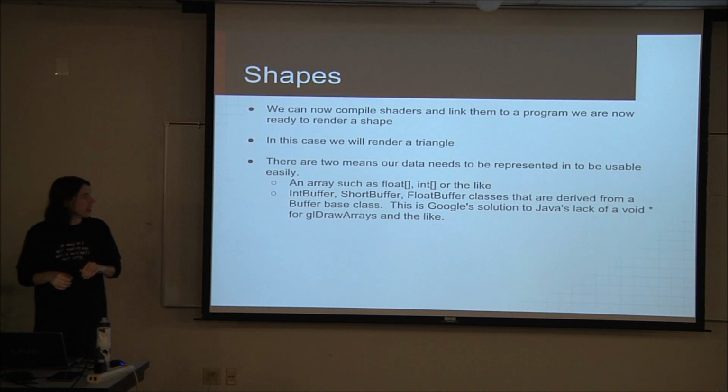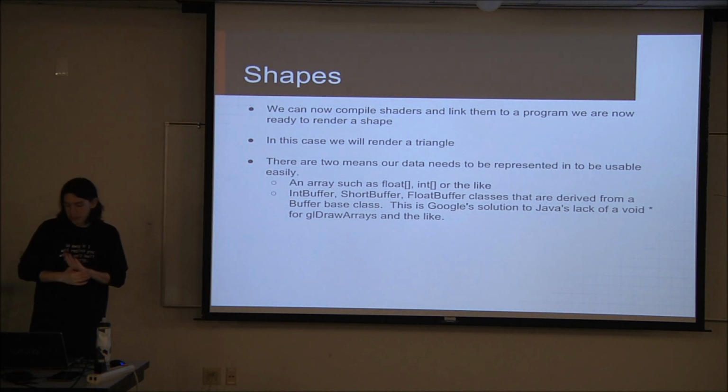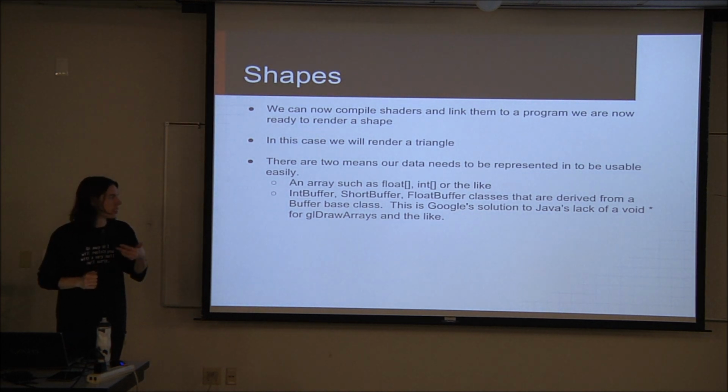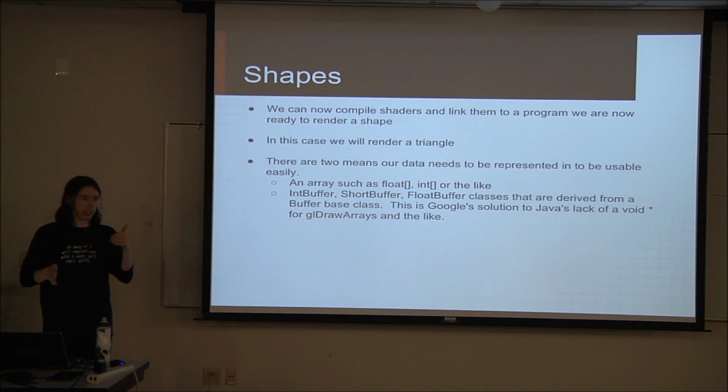So in this case, we're going to render a square, not a triangle. So there are two means our data needs to be represented and to be usable. So in C and C++, you have the concept of a void pointer. It can point to anything. Java does not have that concept. So it has the concept of a buffer, which is then derived to be a float buffer, a double buffer, an unsigned short buffer. So whatever type of data you're using, you need a buffer of some variety for that data. And then you can pass that to an OpenGL call, as a reference to a base class can point to a derived class.